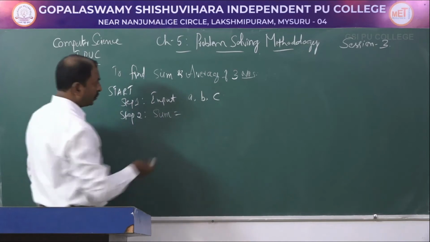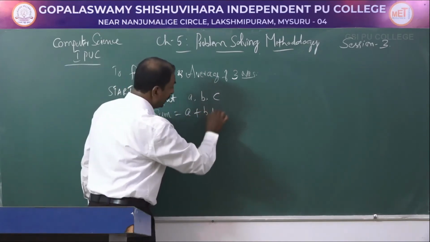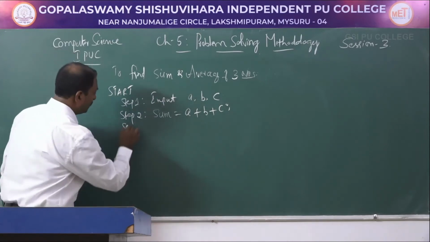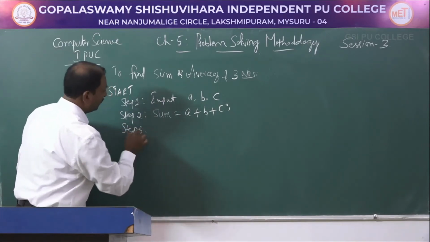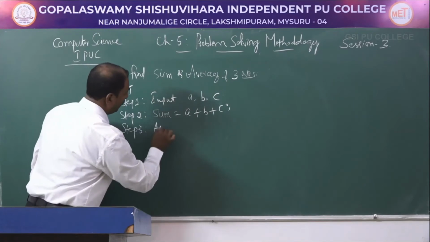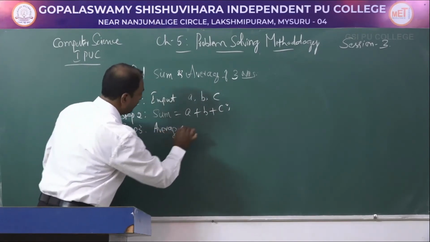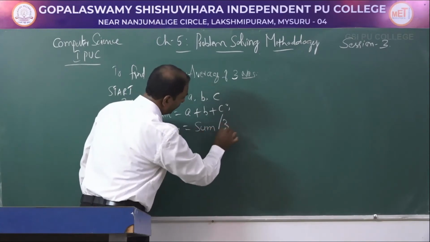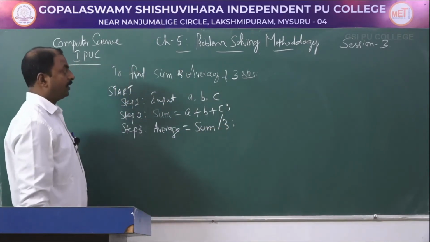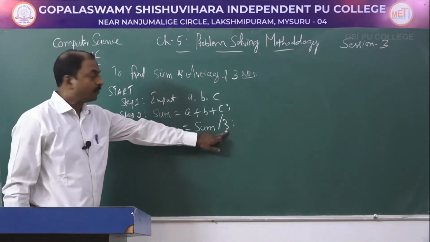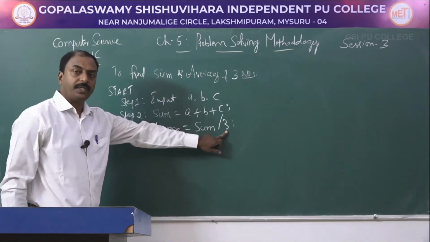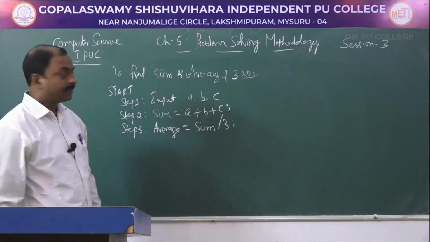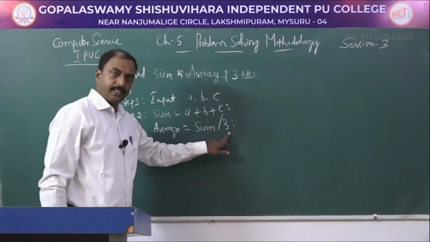Let sum equal A plus B plus C to find the sum. Step 3 is to find the average. Average equals sum divided by 3. Sum divided by 3 because we have to find the average of three numbers, so it has to be divided by 3. If you find the average of 10 numbers, this sum is divided by 10.